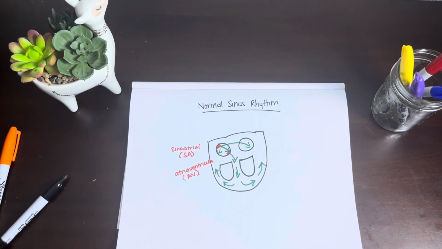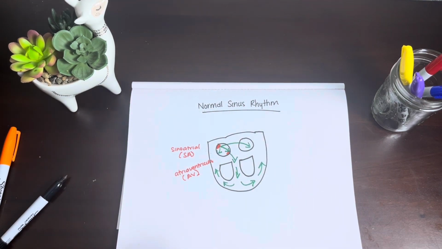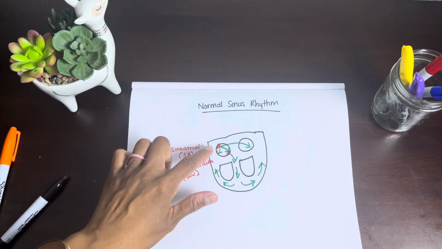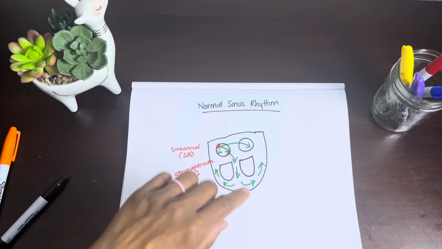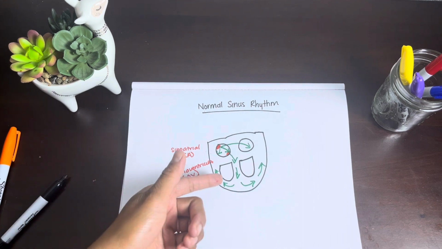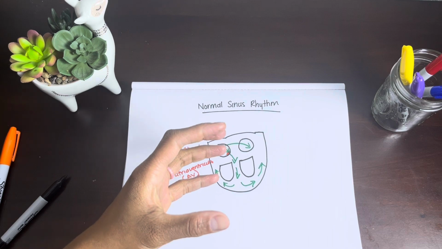In normal conduction, this is all a coordinated relay of impulses and contractions that moves through the heart in waves. This allows the atria to contract and empty that blood in its chambers into the ventricles before the ventricles then get the impulse to contract and then pump that blood into systemic circulation.